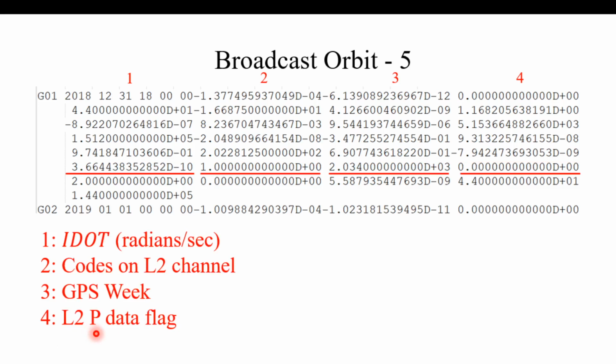Now we are in the sixth row, sixth line. This one, I dot, means the change of the inclination within time. So it is a function of time again. The inclination is not constant through this 2-hour interval. It changes also with time. So we can omit the second information, and the third information, as you see, is the GPS week.